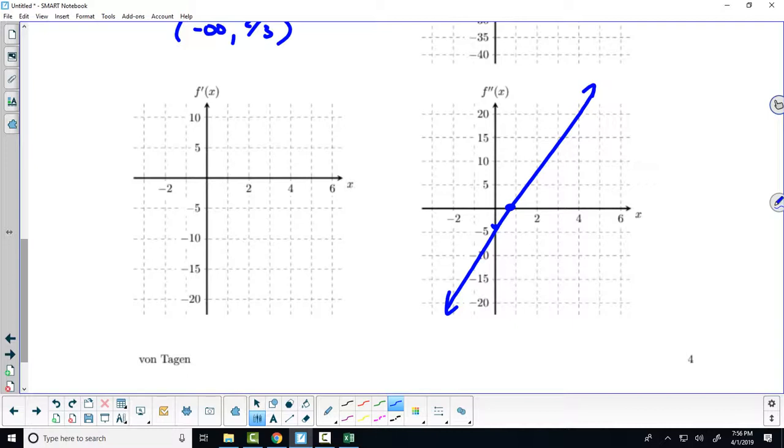Notice that, this shouldn't be too much of an aha, but where the second derivative is negative, the function is concave down, and where the second derivative is positive, the function will be concave up. All right. A little more interesting is graphing the first derivative.